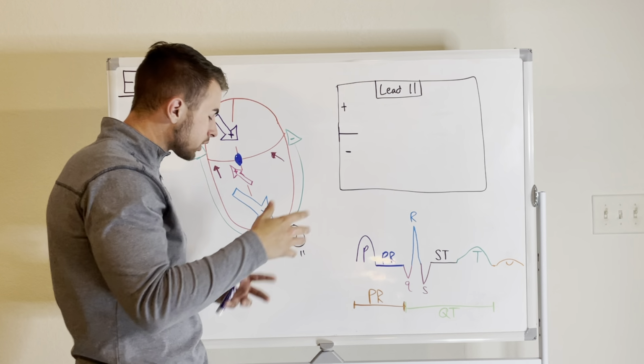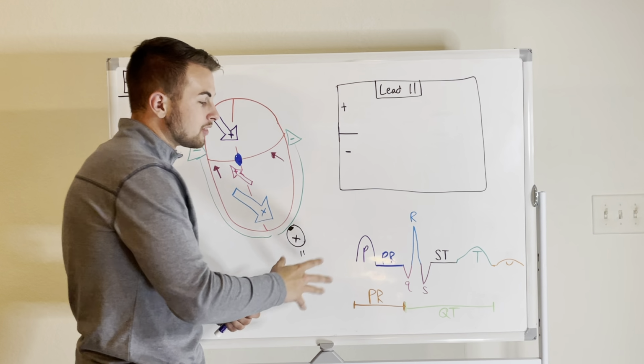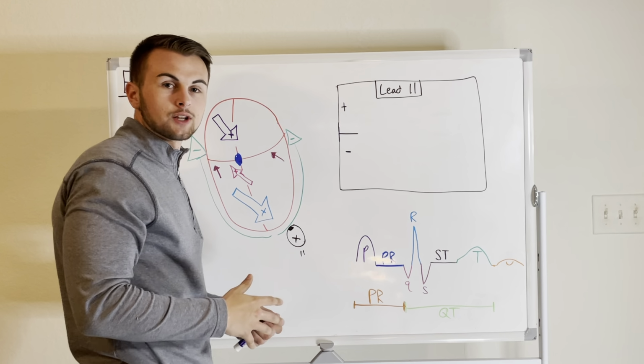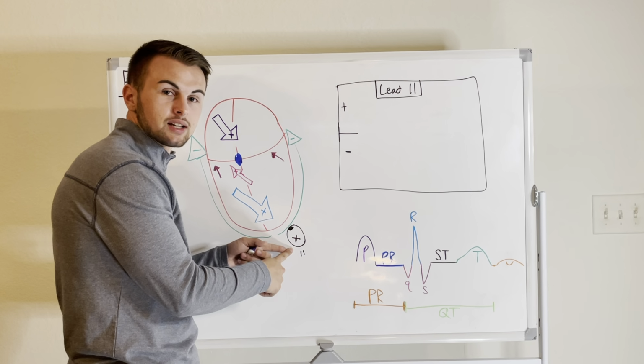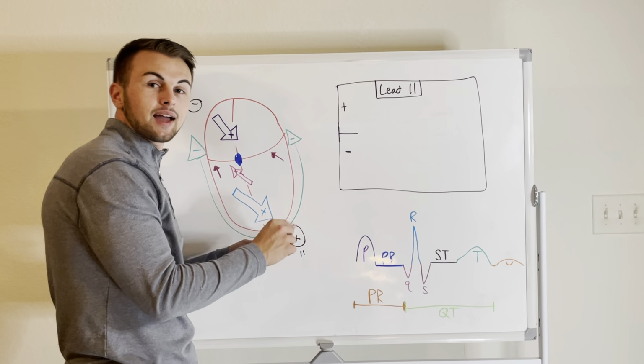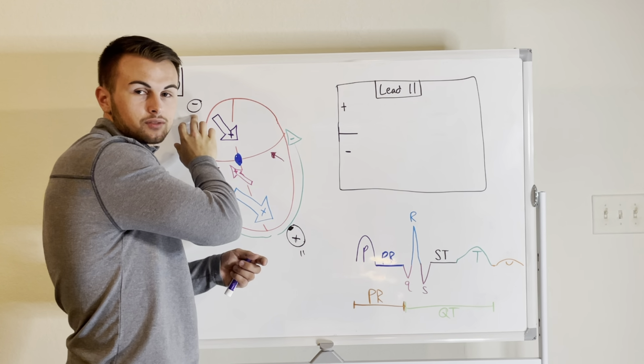So we're going to be using lead 2 because it is best oriented to capture the basic complex of the EKG. Now, we know that the left lower part of this lead is the positive camera, and the right upper portion of this lead is the negative portion of the lead.